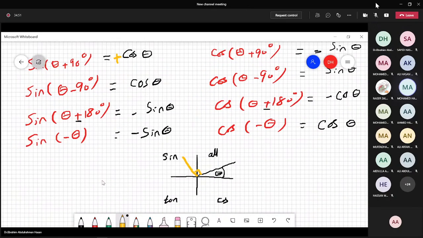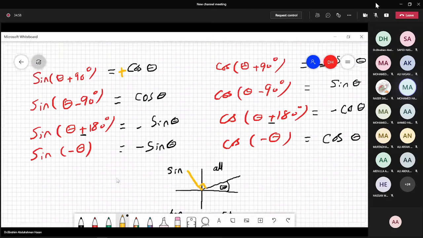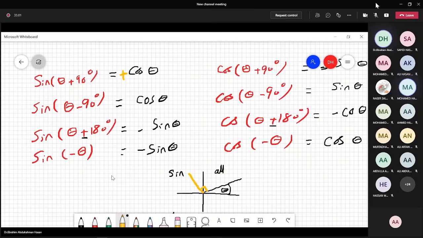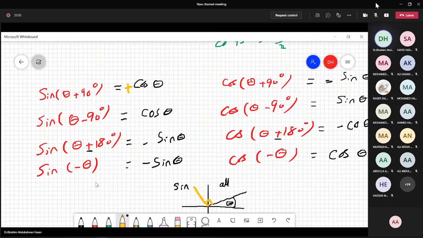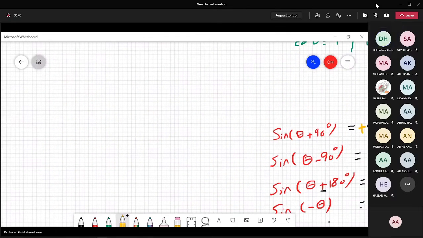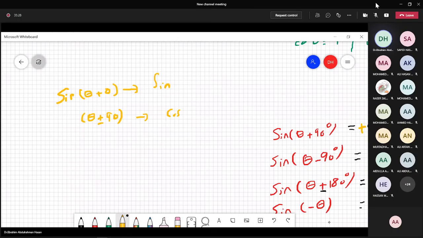واضح؟ دكتور ما فهمت الكوساين. نعم؟ ما فهمت شلون صارت كوساين. شلون صارت كوساين؟ إيه. قلنا احنا الحين توني قاعد اقول اذا ساين ثيتا بلس 0 بتصير ساين على طول. اوكي؟ اما ساين ثيتا بلس او ماينس 90 بتصير كوساين بغض النظر عن الاشاره. اوكي؟ ثيتا بلس ماينس 180 بتصير ساين بغض النظر عن الاشاره.